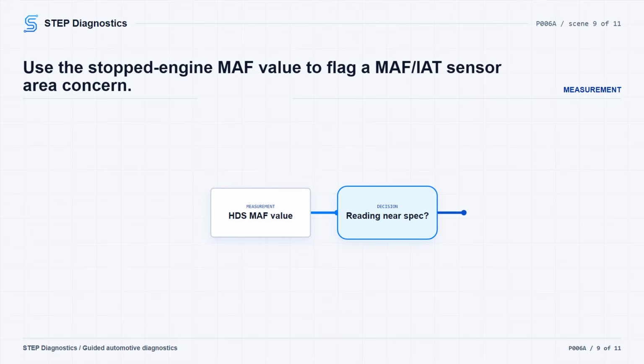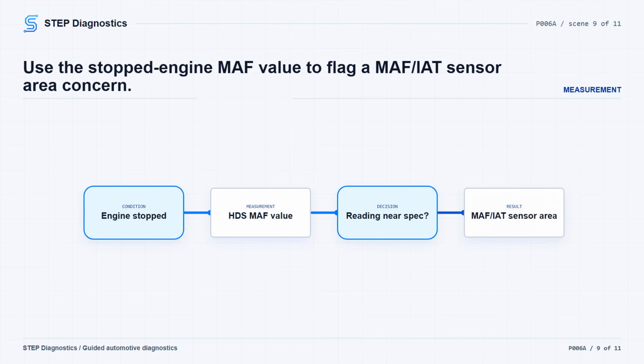After the air path checks, use the HDS to look at the MAF sensor value with the engine stopped. The expected reading is about 0.2 g/s. If that reading is abnormal, the indicated problem area is the MAF sensor and IAT sensor 1 assembly area.